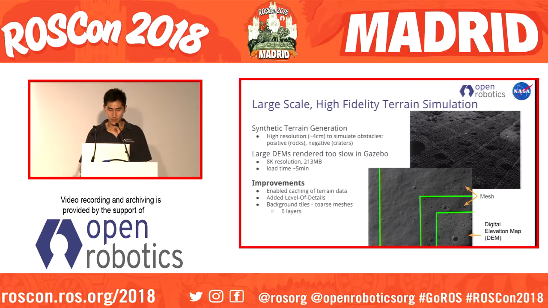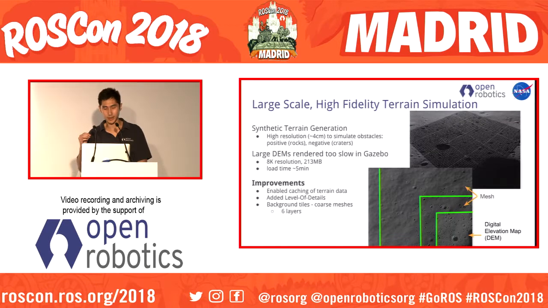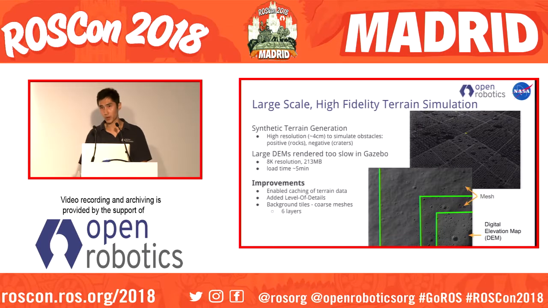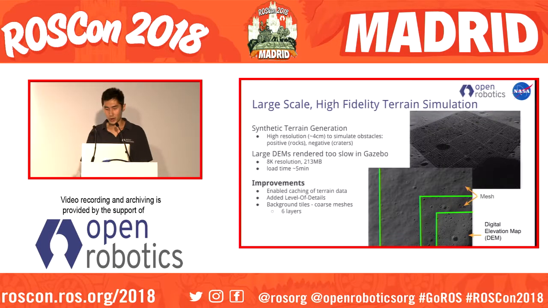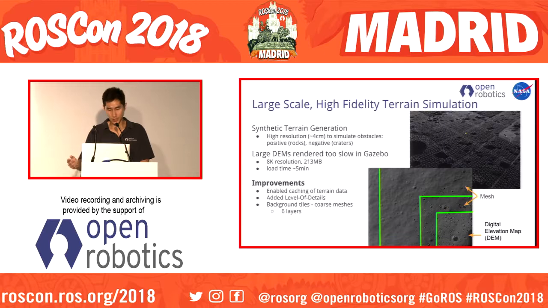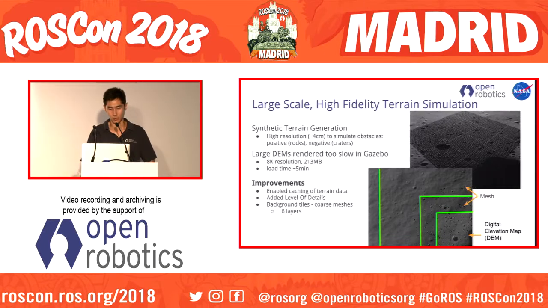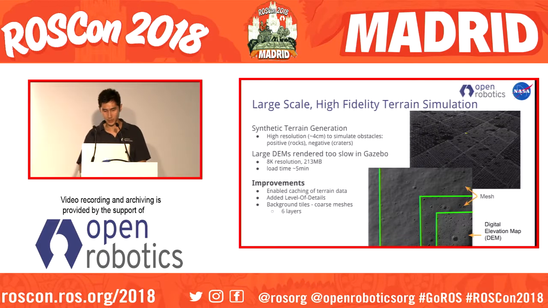And the last thing that we did was that we decided that for any of the terrain that the rover isn't being driven on, we don't need high resolution terrain. So you see on the bottom right picture, we use the high resolution DEM, and everything outside of it, we just use coarse meshes. These are Collada meshes, and we build 6 layers out, all the way out to the horizon. With all these changes, we were able to load the entire terrain in Gazebo.